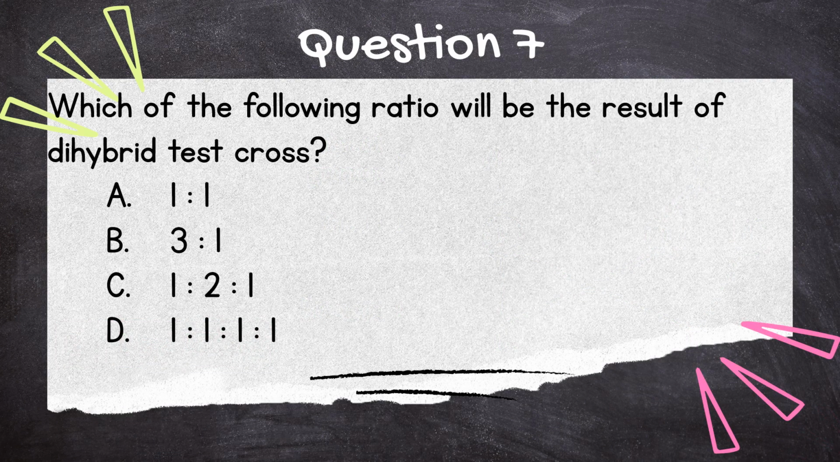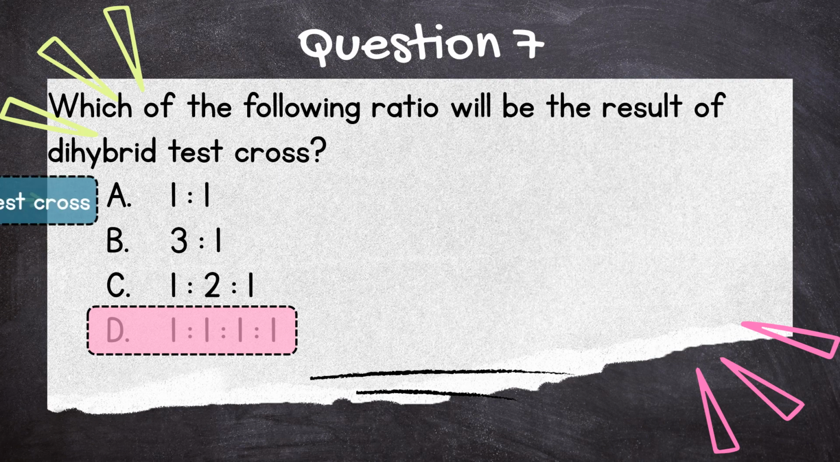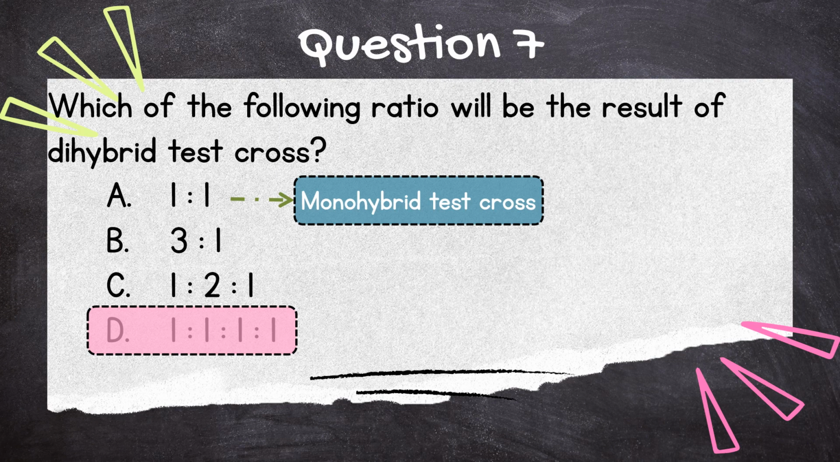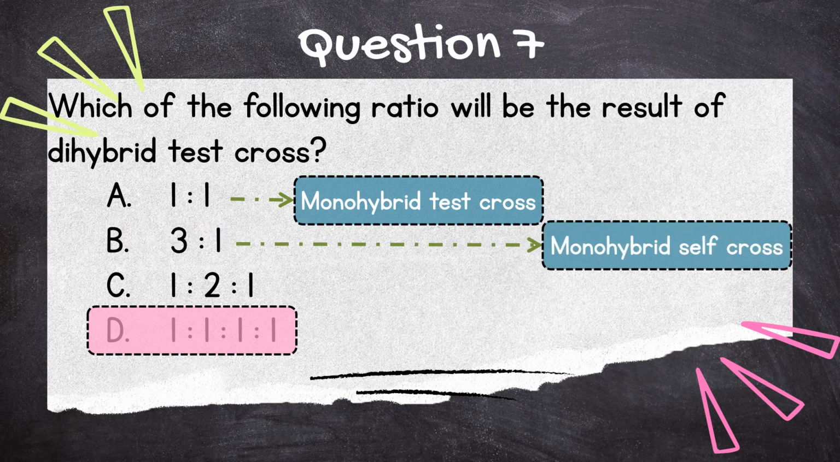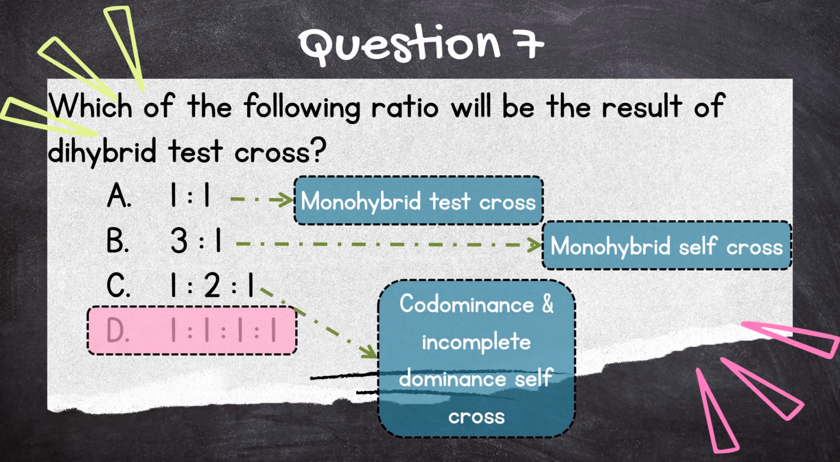Question 7. Which of the following ratios will be the result of a dihybrid test cross? The answer is D, 1:1:1:1. For A, that is the ratio for monohybrid test cross, while B is the ratio for monohybrid self-cross. C is the phenotypic ratio for codominance and incomplete dominance self-cross.